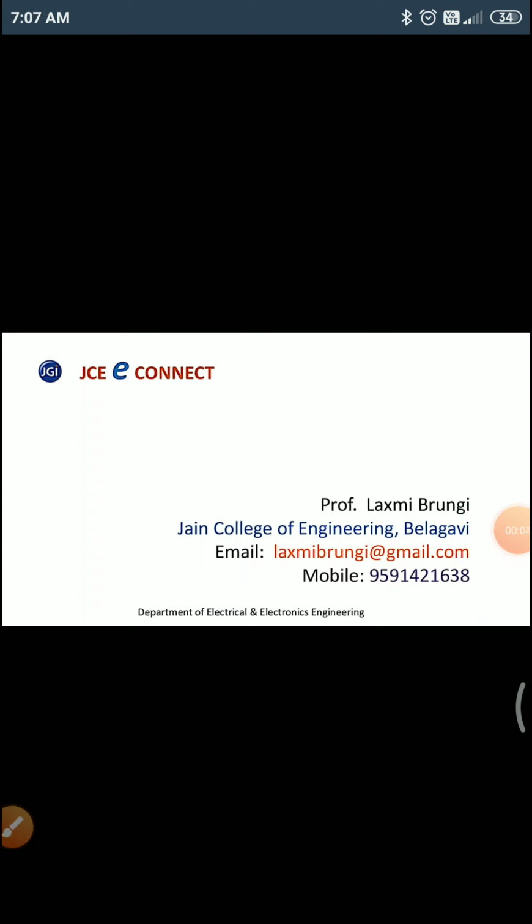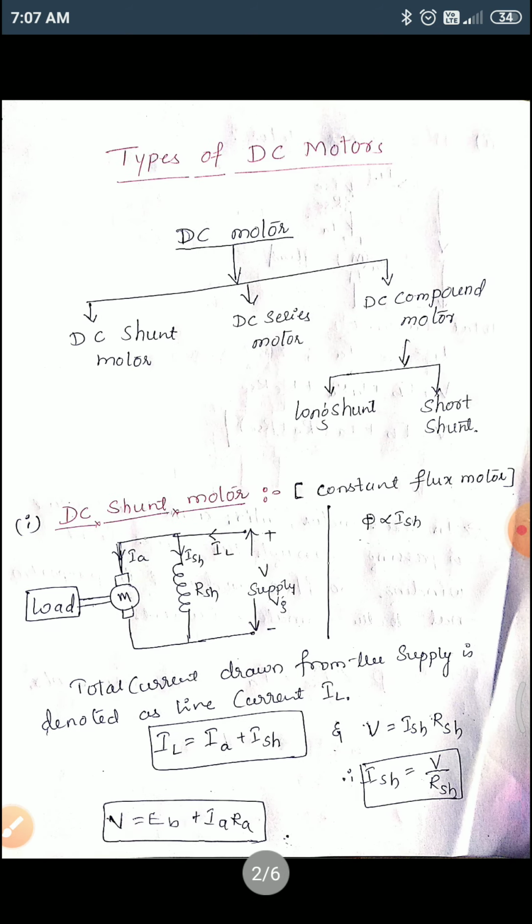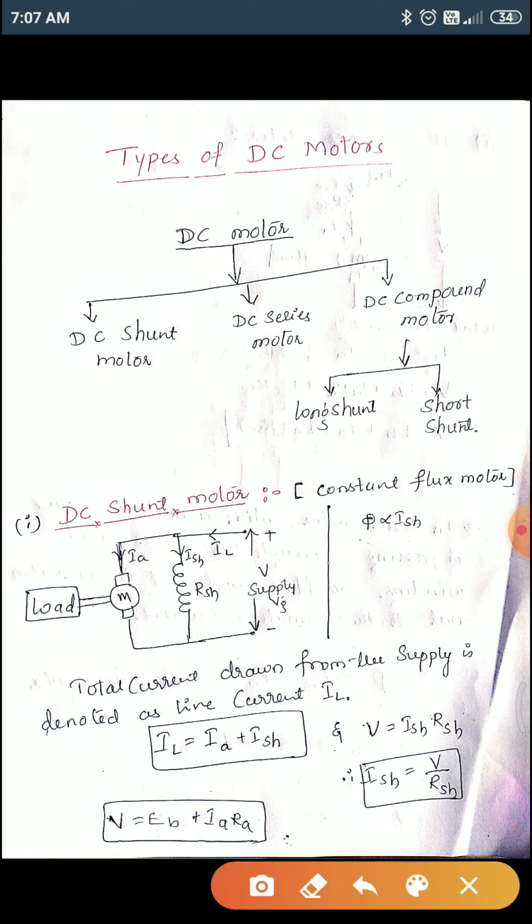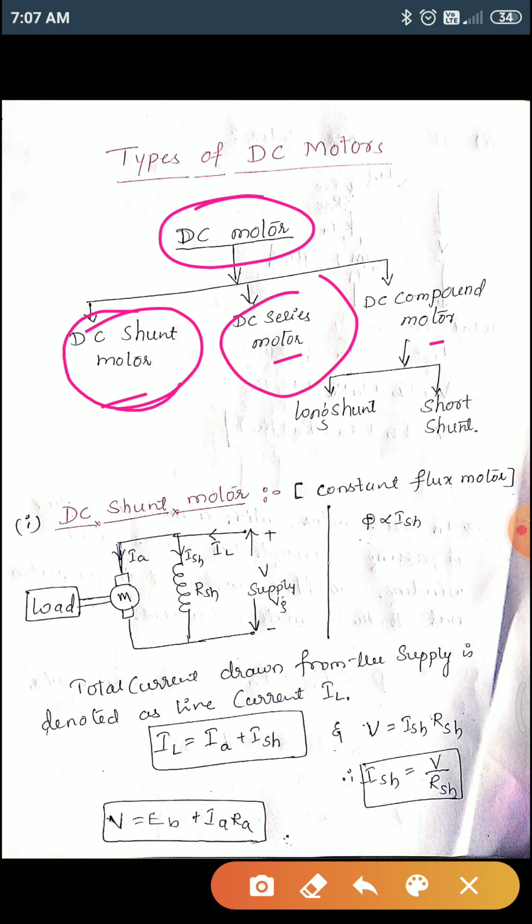Today we are going to discuss the types of DC motors. We'll see on what basis the DC motors are classified. This is based on how the field winding is connected to the armature. There are three main types of DC motors: first, the DC shunt motor, then the DC series motor, and the DC compound motor.